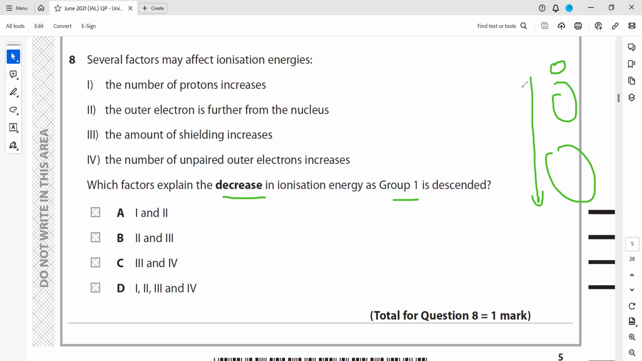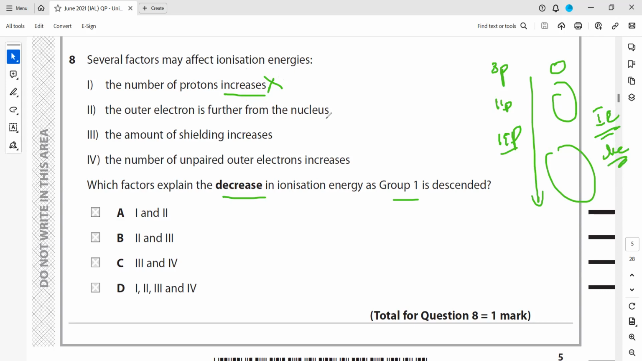First, there is an increase in proton number. Lithium has 3 protons, sodium has 11 protons, and potassium has 19 protons. So as we go down, according to this theory, the ionization energy should increase, but it is decreasing. If the number of protons increases, the ionization energy should increase. But for group 1, even though the number of protons increases as we go down, the ionization energy decreases.